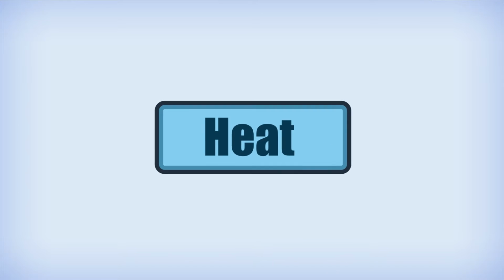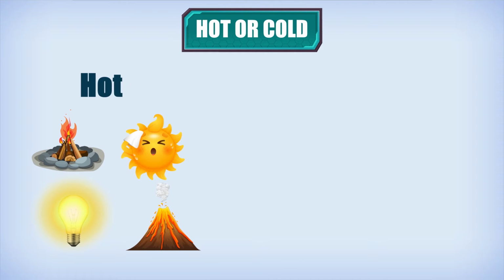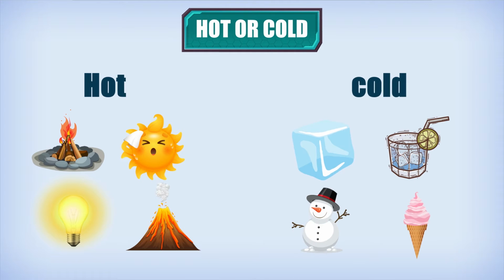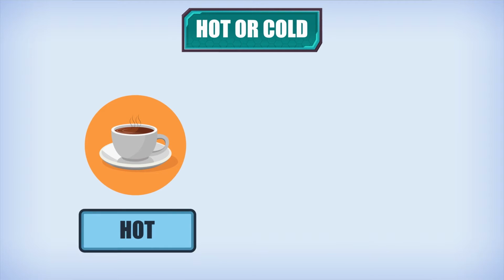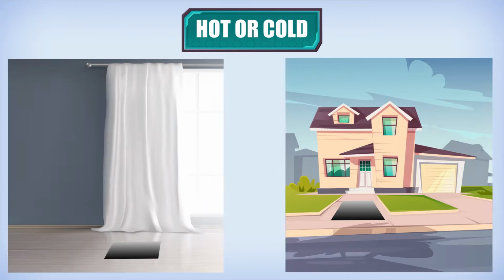Heat. Lesson 1. Hot or cold. In our daily life, we come across many objects. Some are hot while others are cold. For example, coffee is hot and ice cream is cold. Let us try a few experiments to prove that sun gives us heat.